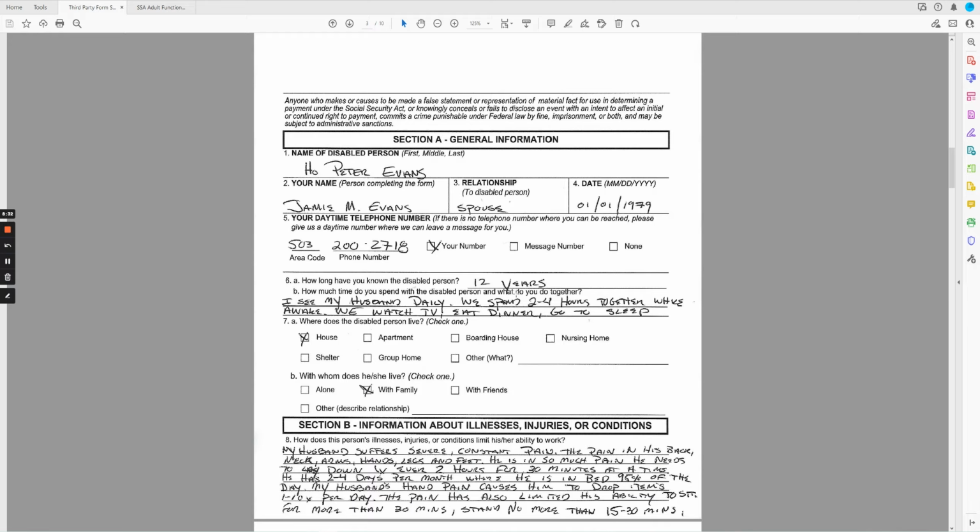And how much time do you spend with the disabled person, and what do you do together? Here, pretending to be my wife, I wrote, I see my husband daily. We spend 2 to 4 hours together while awake. We watch TV, we eat dinner, we go to sleep. Those 2 to 4 hours are because my wife works, and so Monday through Friday, generally we only get to hang out 2 to 4 hours, depending on her work schedule. But that's the average. Over 12 years, those have changed.